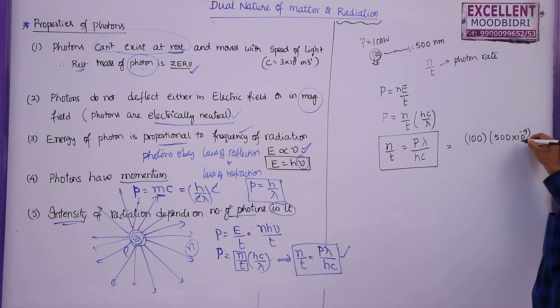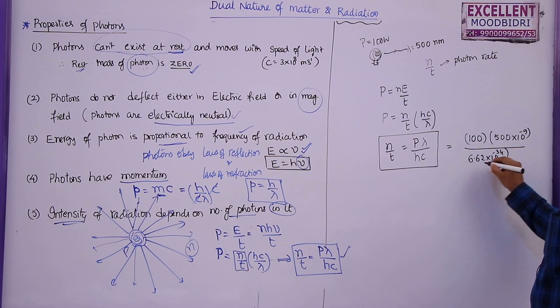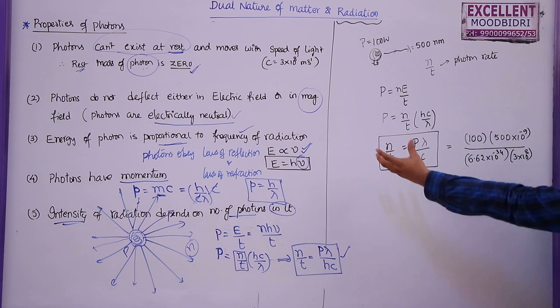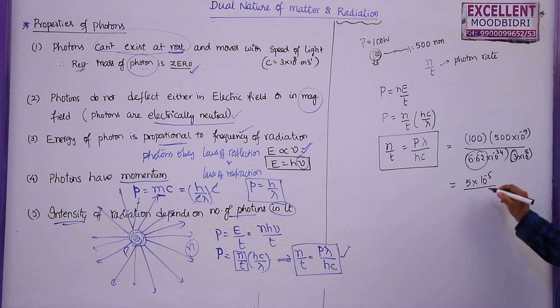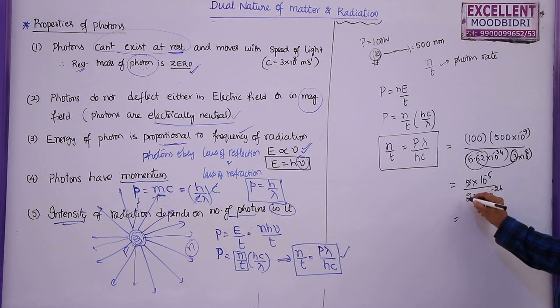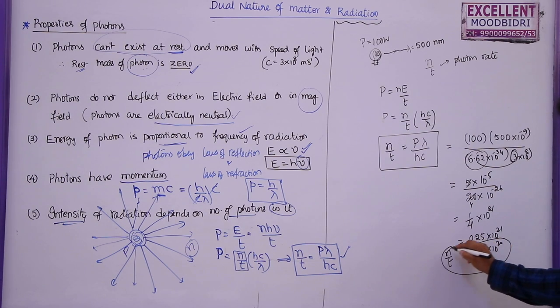So this is 500 into 10 power minus 9 by... What is the h value and c value? We know Planck's constant is 6.62 into 10 power minus 34, and c is 3 into 10 power 8. This is a big calculation, but 6.6 into 3 is around 19.8, so nearly you can take this as 20. So this will become 5 into 10 power minus 5 by 20 into 10 power minus 34 plus 8, minus 26. So this is 1 by 4 into 10 power 26 minus 5, 21. 1 by 4 is 0.25 into 10 power 21, or 2.5 into 10 power 20. These are the number of photons emitted per unit time here. This is equal to 2.5 into 10 power 20.